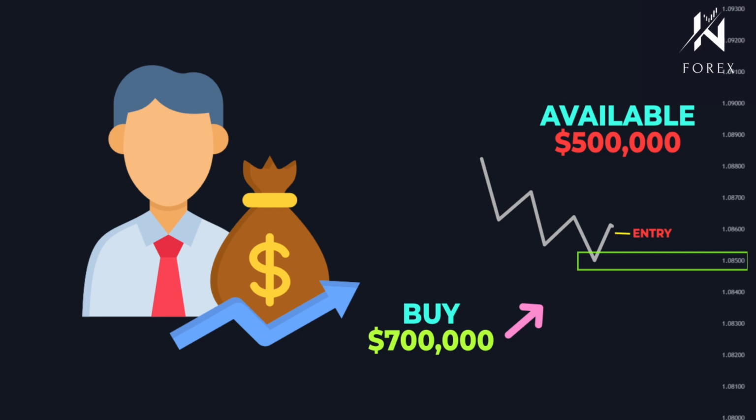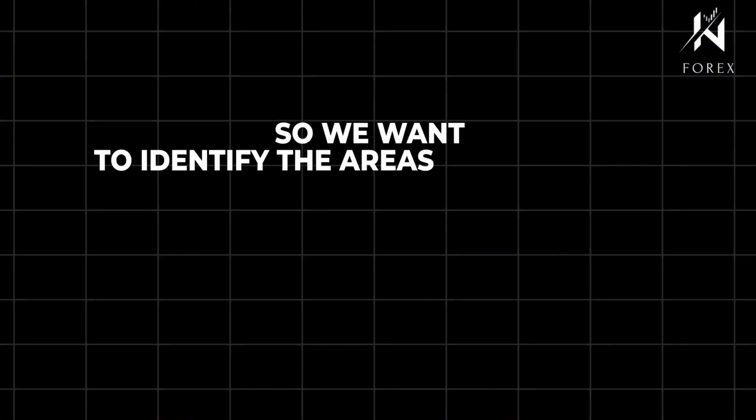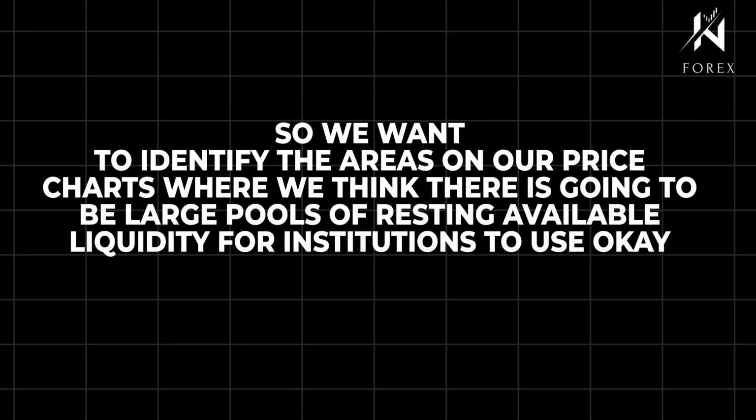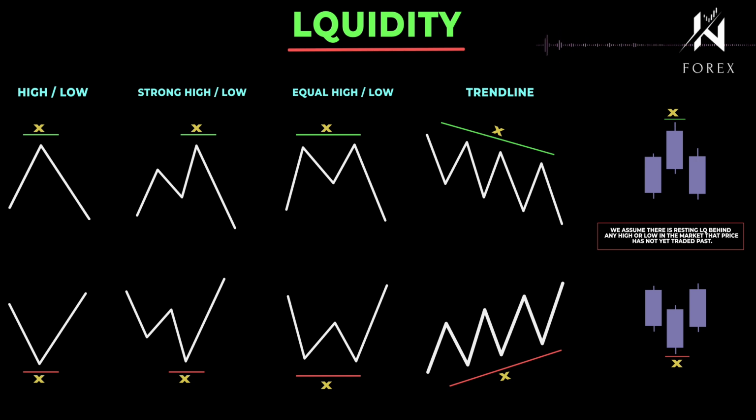Why does liquidity matter? Because the big guys need lots of orders on the other side to enter without moving the price. If we can spot those liquidity pools on the chart, we've just unlocked a major edge in the game. So we want to identify the areas on our price charts where we think there are going to be large pools of resting available liquidity for institutions to use, okay? So we assume that there is liquidity behind every structural high and low in the market. Now that can come in many forms, as shown on the chart here, but essentially the more significant that high or low, we can assume the more available liquidity there will be behind it.